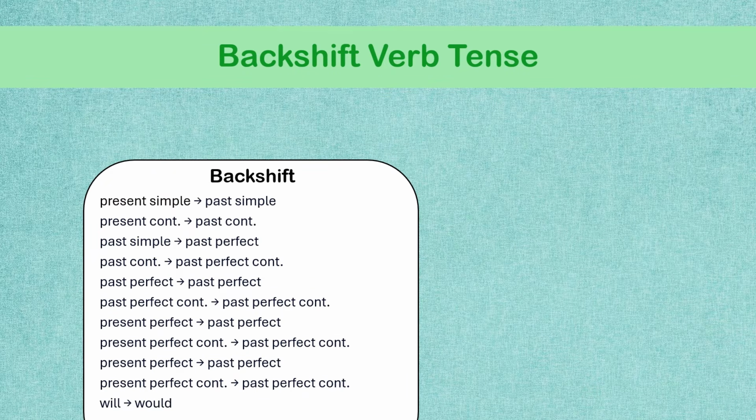Earlier in the lesson, I mentioned that we don't always need to backshift. You might have noticed on this list from earlier that if past perfect or past perfect continuous tense is used in the direct speech, the tense doesn't change. That is because there is no further tense to backshift to. There are, however, some other occasions where we don't change the tense.